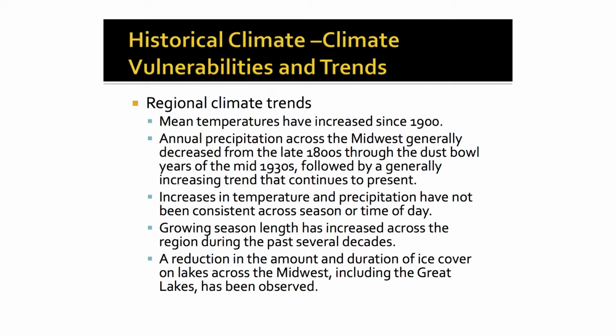However, changes in temperature and precipitation, as Don pointed out, have not been consistent across season or also time of day. And growing season length, which is an interesting integrator of temperature, has generally increased during the past decades here, and we have seen a general reduction in the amount and duration of ice cover across the Midwest, including the Great Lakes. Now, of course, overlaid on these trends is climate variability, and we only need to look at last year to know what we mean by climate variability, where we had very high ice cover across the lakes. That is an example.